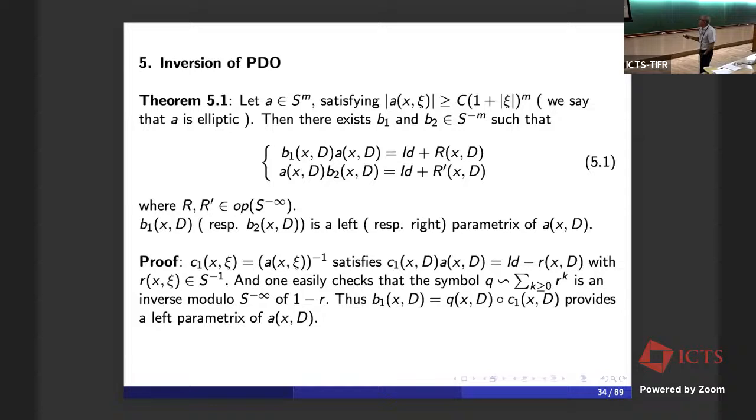You can check it just by derivation. Okay, so C1 is a symbol in the class S^(-m). And it satisfies, by symbolic calculus, the product C1 A equal to 1, but at the level of operators, you don't have an exact identity between operators. You have identity modulo some remainder R, that is, of course, in Op of S^(-1).